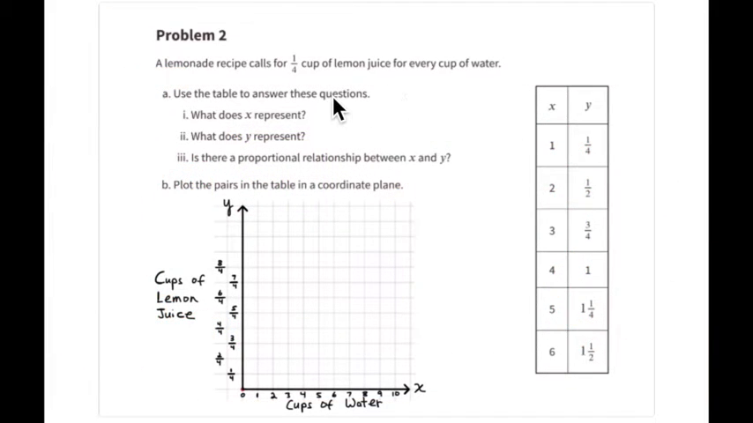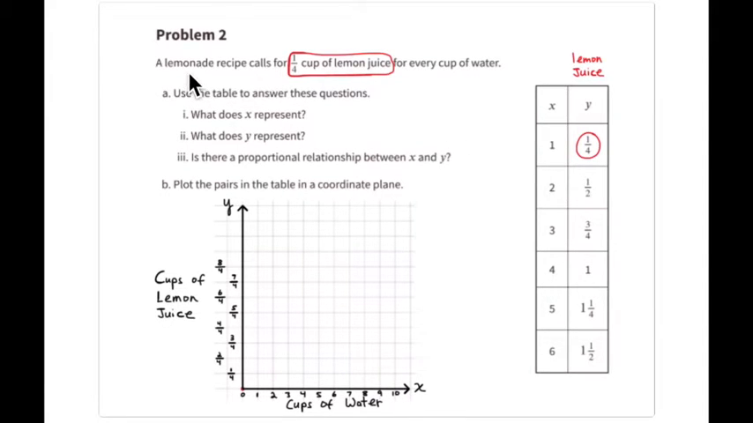This is problem number 2. It says a lemonade recipe calls for 1/4 of a cup of lemon juice for every cup of water. And what does X represent and what does Y represent in this table? You can see from the information that's given to you, it's 1/4 of a cup of lemon juice. And so there's that 1/4 right there.